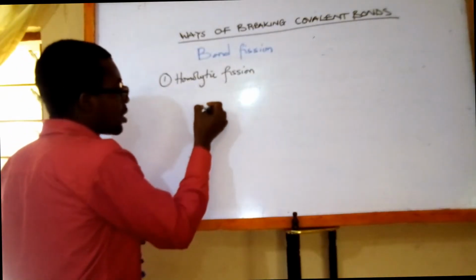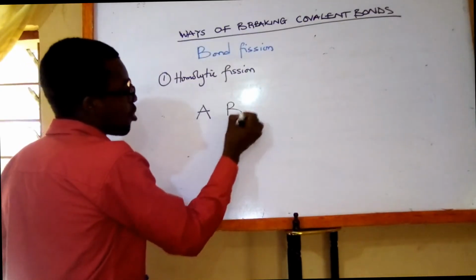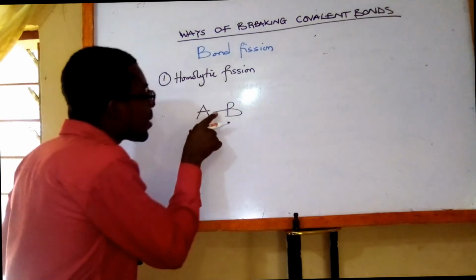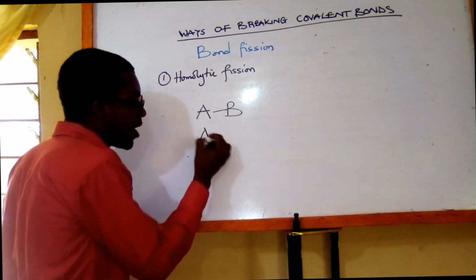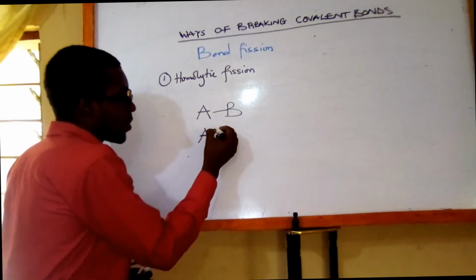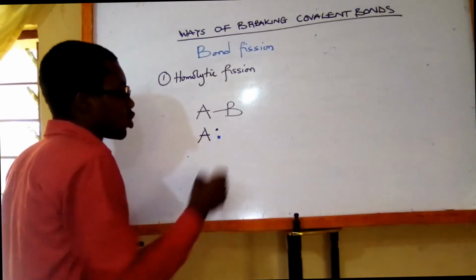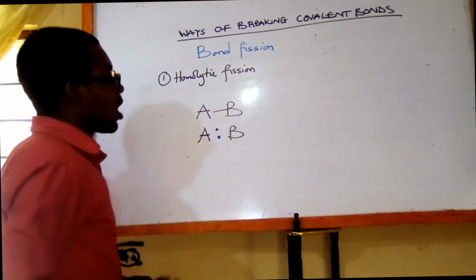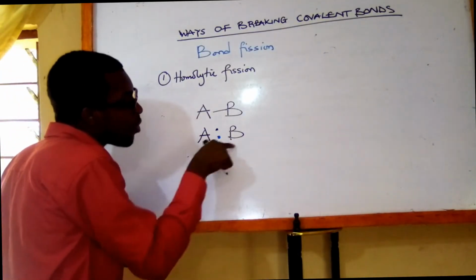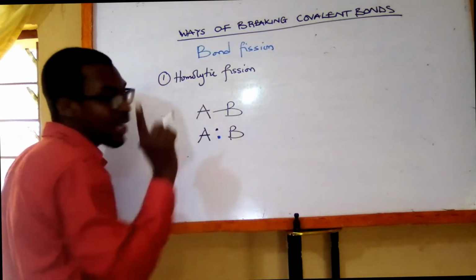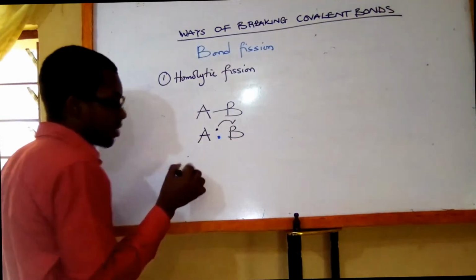Let me show you that. Look at it. A bonded to B. Remember that each bond stands for 2 electrons, so I can represent it as A, then we have another electron bonded to B. In homolytic fission, like I said, each of the bonded atoms takes 1 electron. So what happens is this.